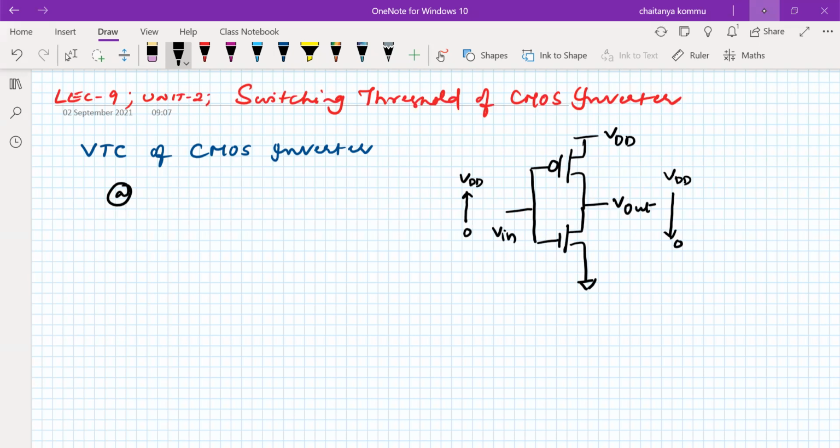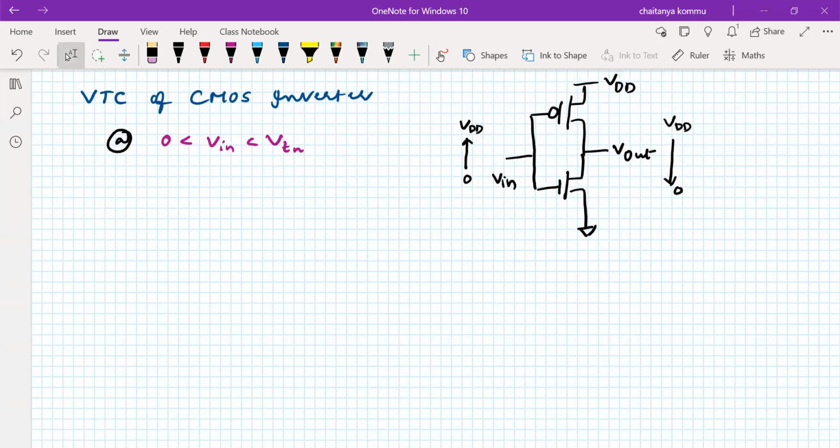In this scenario, the first case that we considered is that we are applying the input voltage between 0 and less than VTN, so less than the threshold voltage of the NMOS transistor. When the input is in between these two, we found that PMOS is on and NMOS is off.